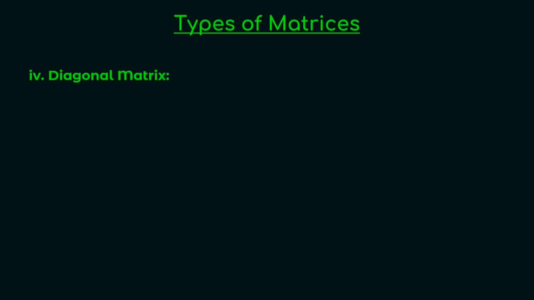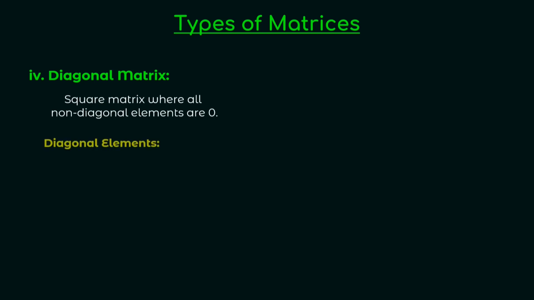The fourth type of matrix is the diagonal matrix. A diagonal matrix is a square matrix where all the non-diagonal elements are 0. But first, what are diagonal elements? Diagonal elements are the elements a_ij such that i is equal to j. It means the row number of the element will be equal to the column number, like a11, a22, a33 and so on. i and j will be equal.